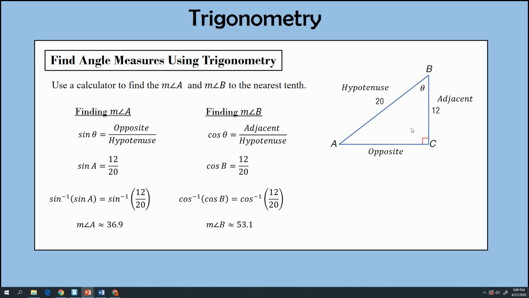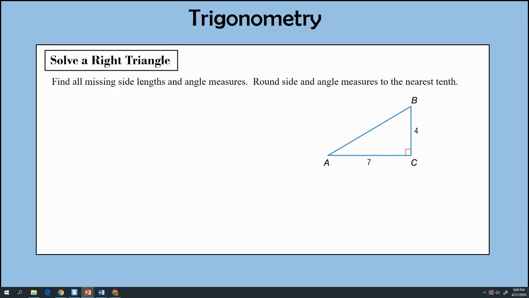Now, I will tell you this. What you know in this right triangle is A and B have to add up to 90. If that's a 90 and all three add up to 180, then these two add up to 90. So really, once I knew angle A was 36.9, I could have just subtracted from 90 to get 53.1, but I wanted to show you how it worked with trig.